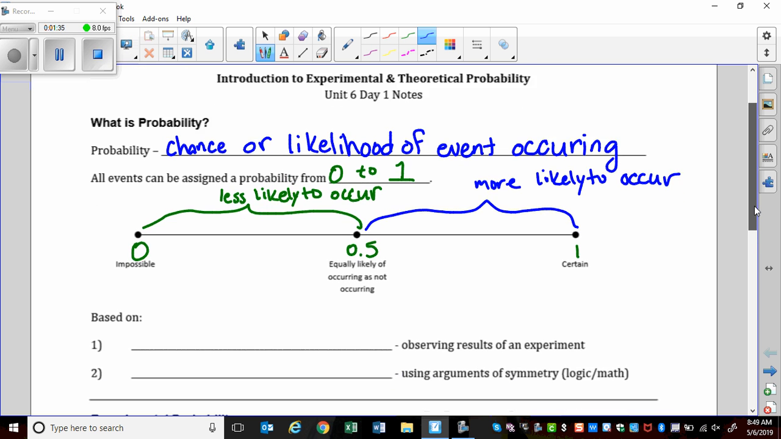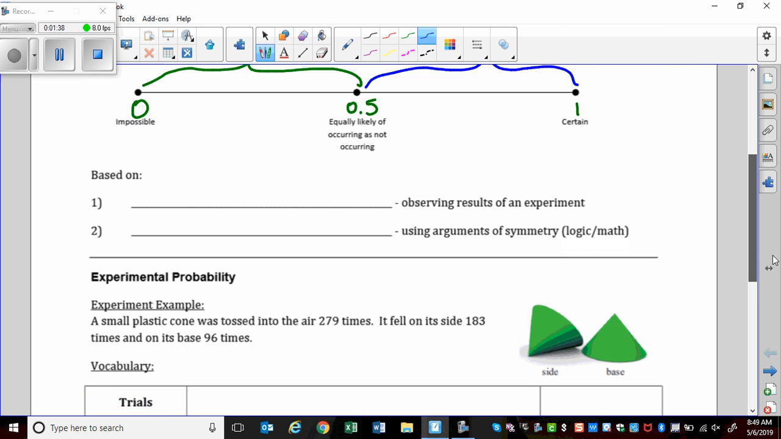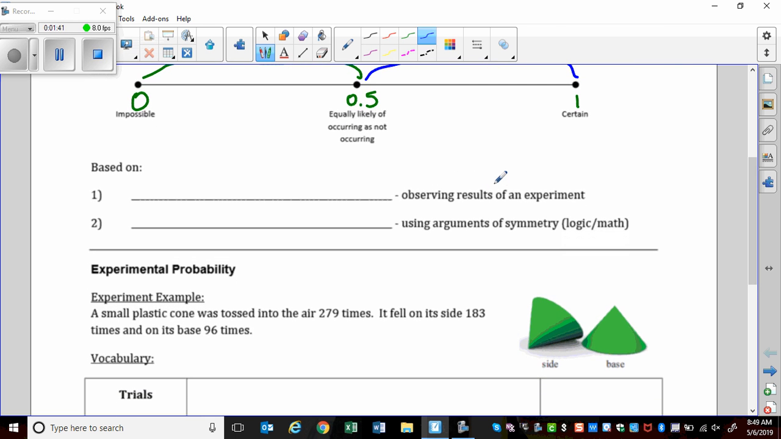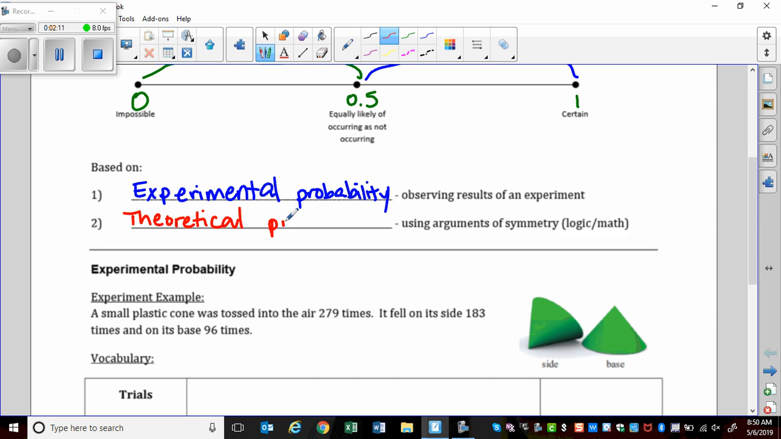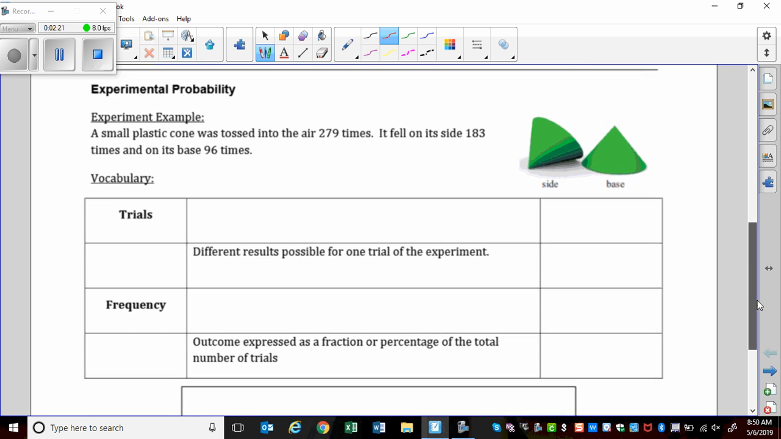Well, we can base this on two things. Either it is based on experimental probability, observing results of an experiment, or we have theoretical probability, using arguments of symmetry, logic, or math. Experimental probability, let's do an example.